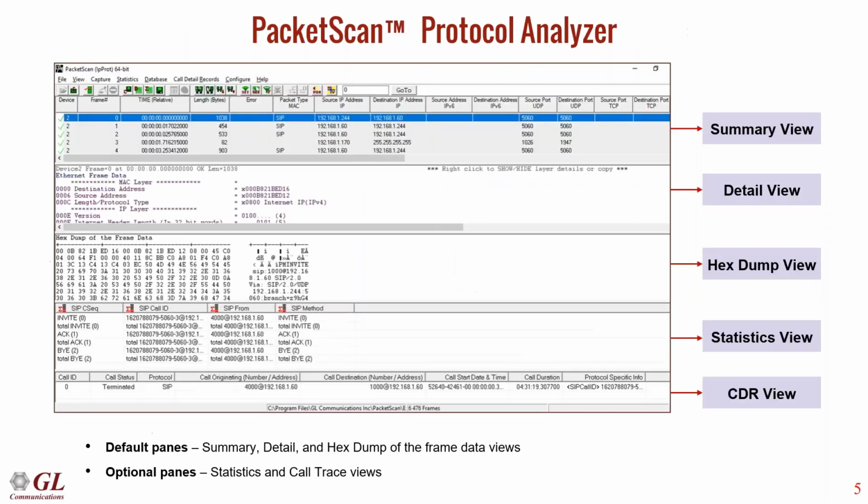Okay, so just a little bit more about the PacketScan protocol analyzer software. It's similar to Wireshark in terms of its layout. Here, instead of showing you the raw packets, we're showing you actual VoIP calls that have been collected in real time. PacketScan can intelligently group all the packets into the aggregate calls and then display all the calls here.